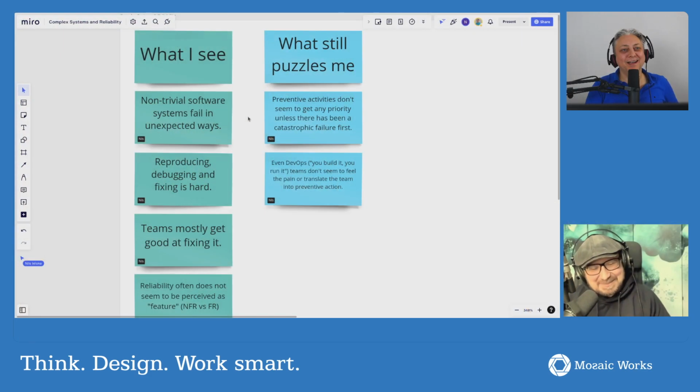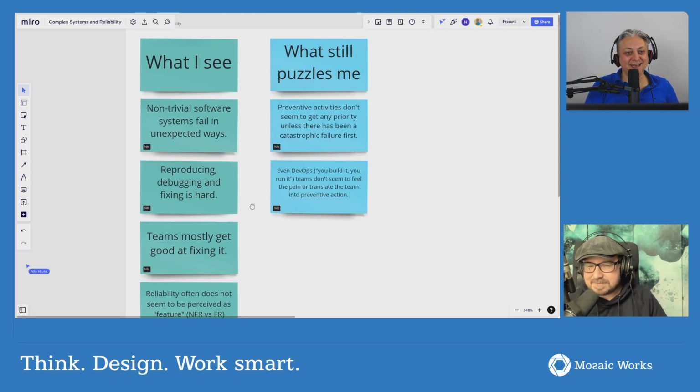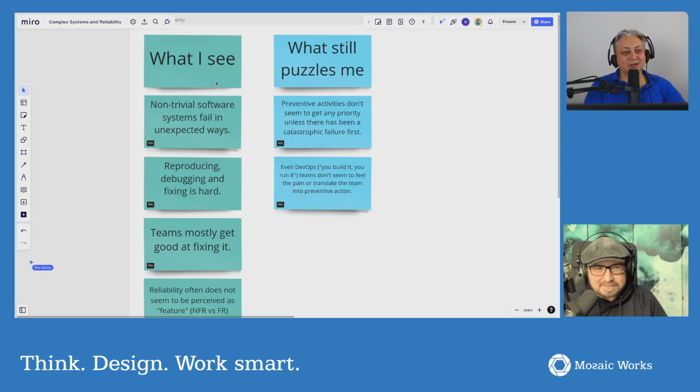Exactly. Okay, so let me go back to the Miro board, just to go a little bit through this and try to get to a conclusion, more or less. So you had on the left side, non-trivial software systems fail in unexpected ways. And we mentioned a few ways here, like cascading failures. It's actually one of my favorite examples here.